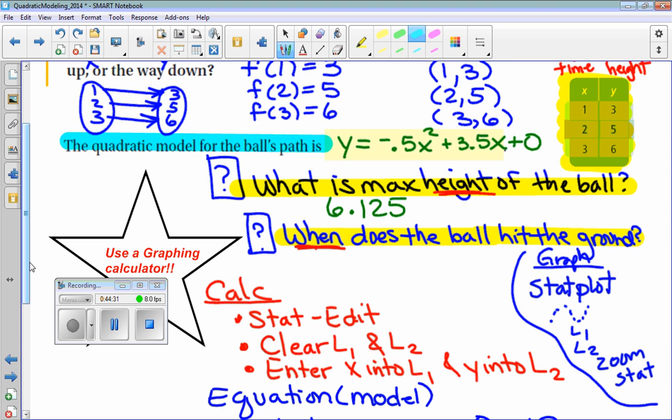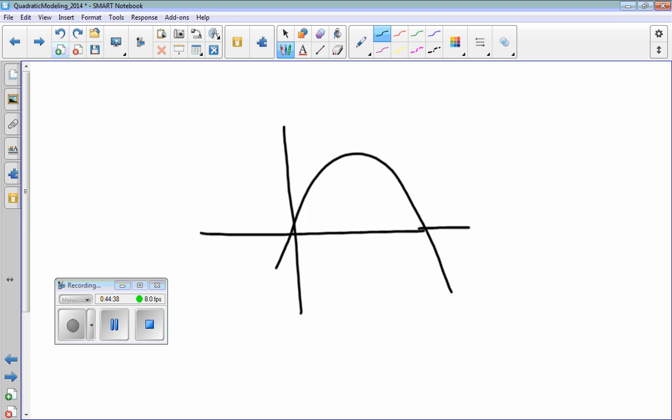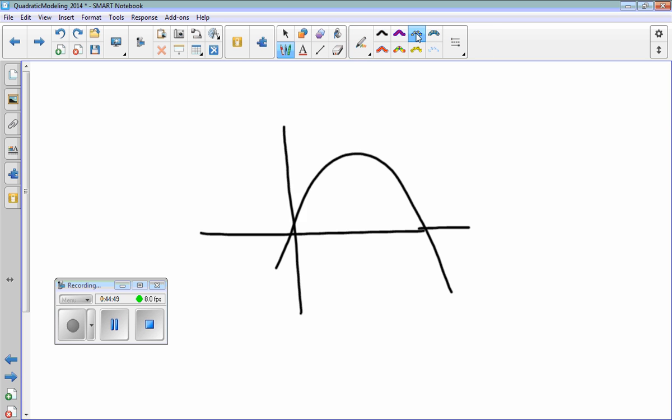Here's where the left and right thing really creeps up. Here's our graph, or at least a simulation of the graph. We're trying to find this point over here for when it hits the ground. Do you agree? Okay, so this is the left, and this is going to be the right in this case.